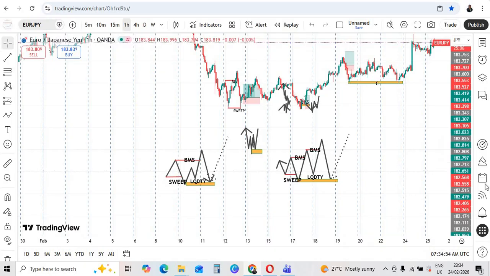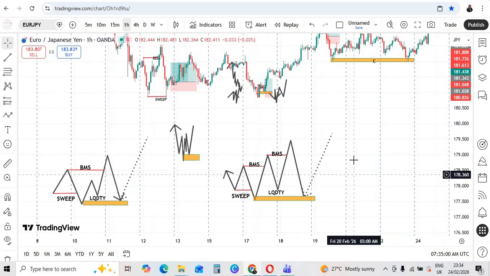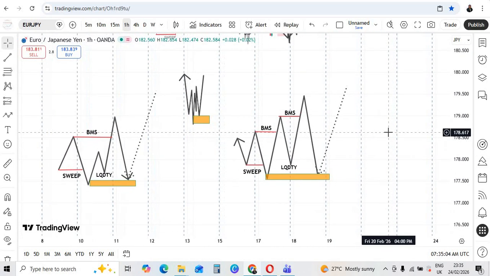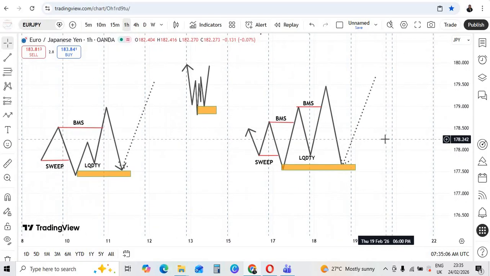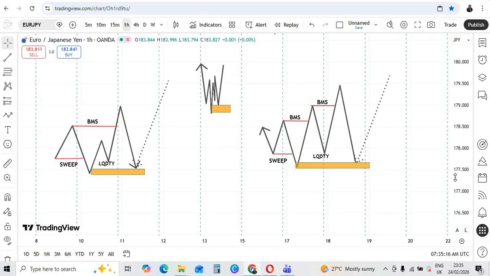So the other patterns I would love to also show you, but I want this video to be very short. But for this one, I want you to go and backtest it. I tell you, this pattern works all the time. I want you to take your time, backtest it on different pairs. Then you begin to apply it. You understand? Go and backtest it.